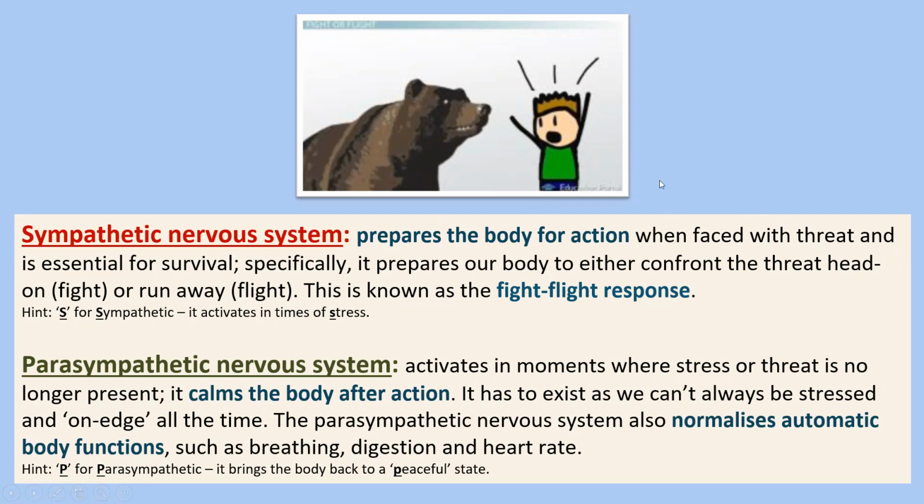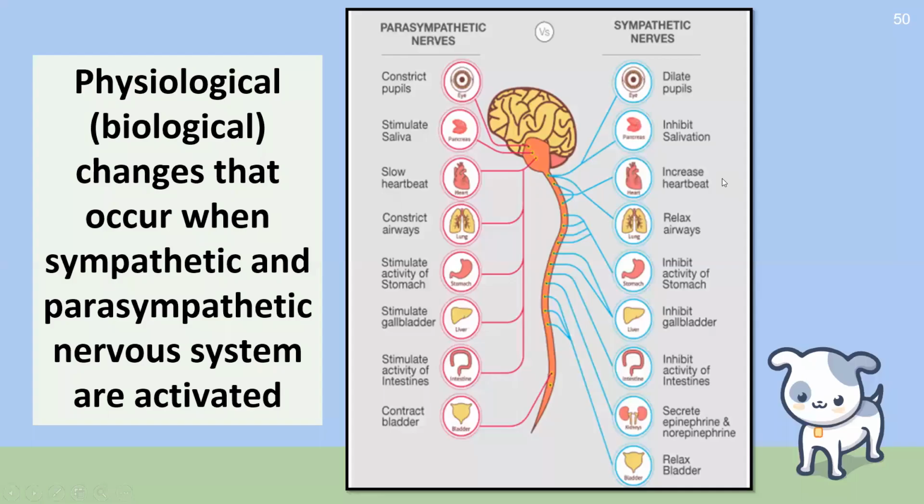Okay, cool. So that's showing you the person and the bear. In this case, the bear is the threat and the person is showing a flight response, or making their way towards a flight response, because they seem to be running away. Some of the changes that occur in our body: we know that when these respective nervous systems are activated, they lead to physiological changes in the body. And these physiological or biological changes are what actually allow us to either deal with the stressor or calm ourselves down after the stressor has passed.